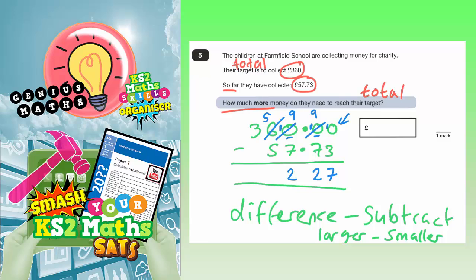5 take away 5 is nothing. And here we've got a 3. And because there's nothing underneath, it's like a 0. So 3 take away 0 is 3. So the only thing we need to do now is put our decimal point in. So seeing as the decimal points are here, we just put a decimal point lined up. So there's going to be a decimal point in our answer. So your final answer is going to be £302.27.